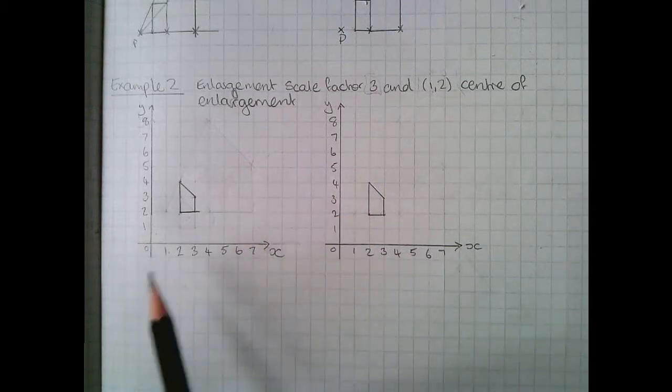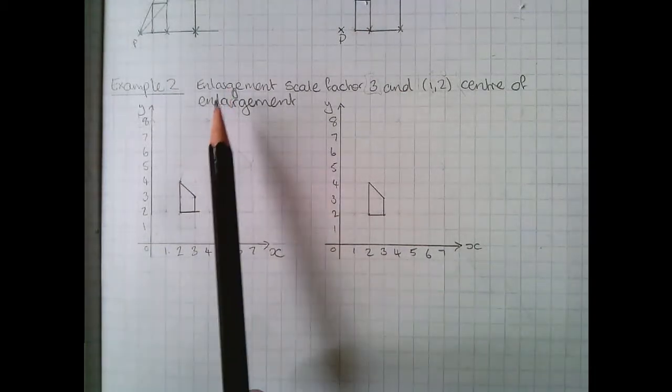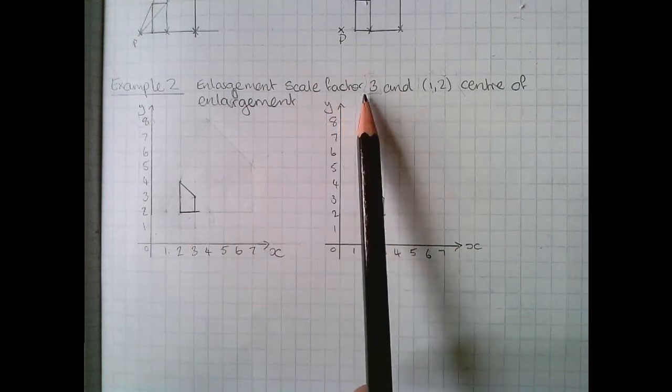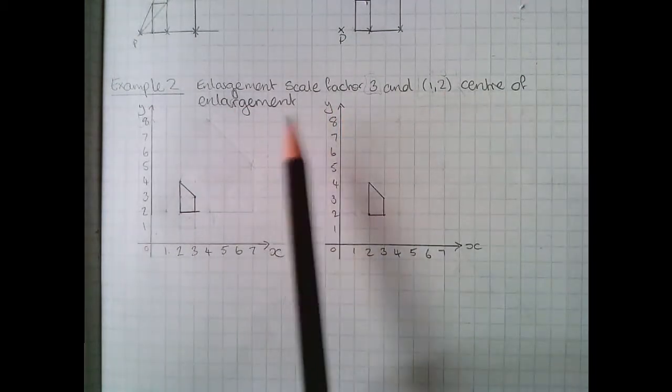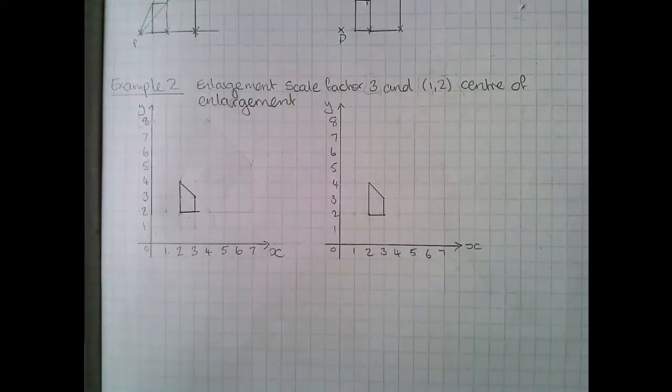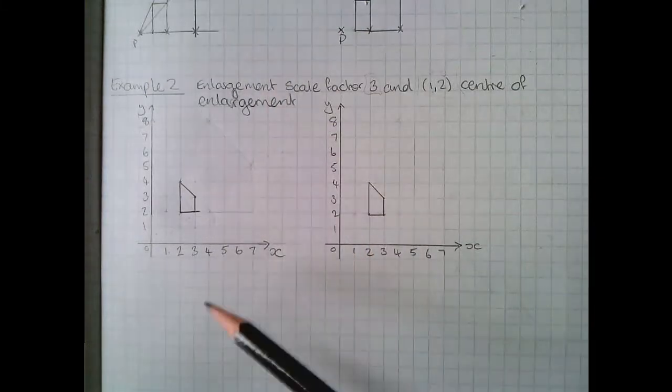Okay, so this question, so this example you won't find in your textbook, but it'll come in handy when it comes to doing your exercise later on. Okay, so you'll see that this question reads, enlargement scale factor of 3 and centre of enlargement 1, 2. Okay, so you will see that you're given a coordinate. That is because this question is slightly different from the previous example.